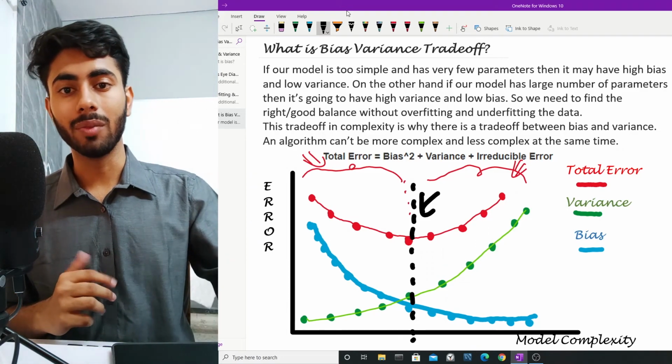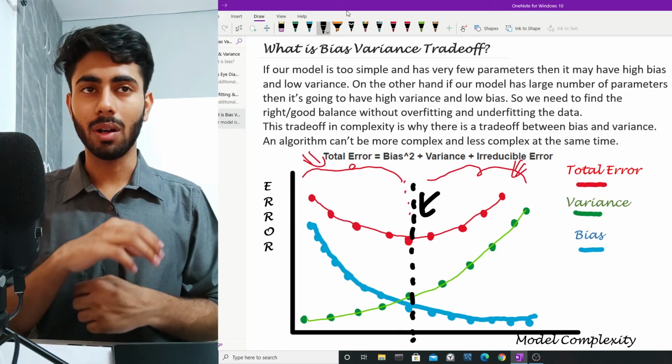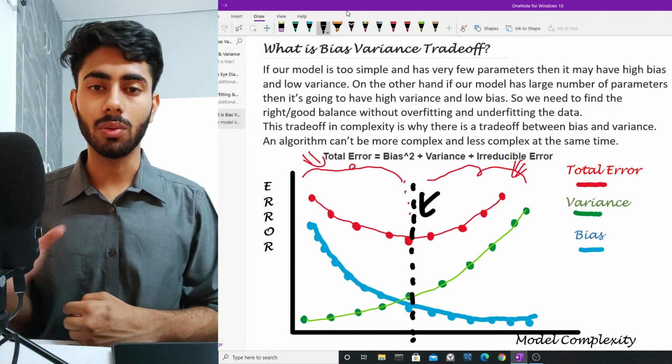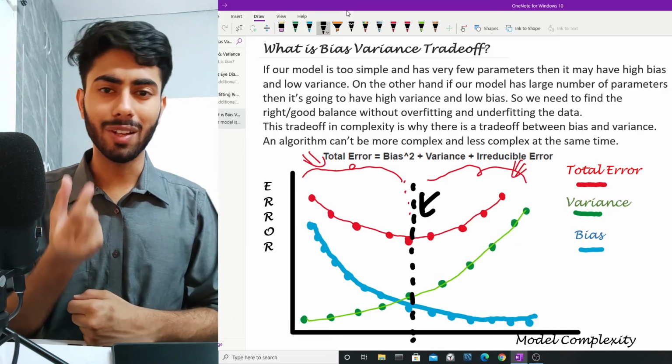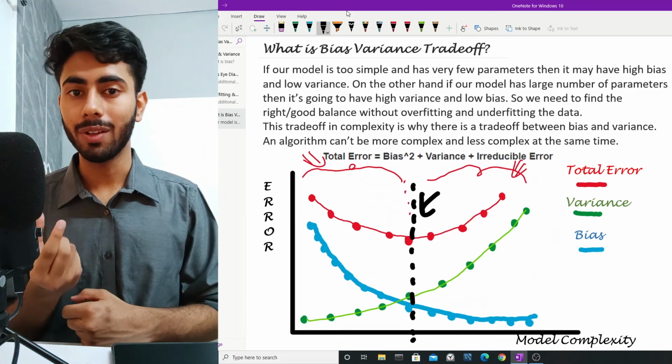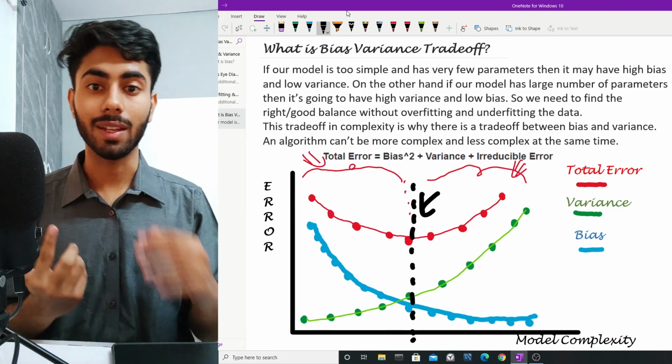So in this video we discussed what is bias, what is variance, how we use the bullseye diagram to discuss the concepts of bias and variance, and we also briefly discussed the concept of overfitting and underfitting, and at last we discussed what is bias-variance trade-off.